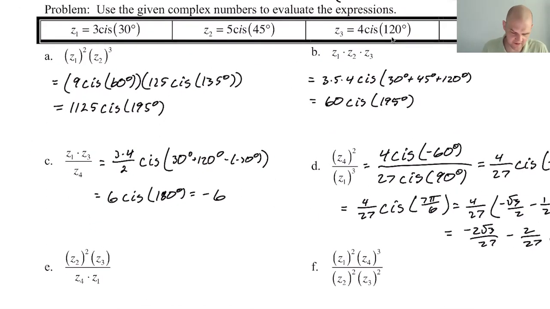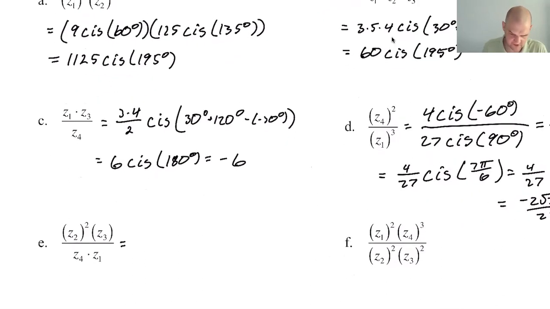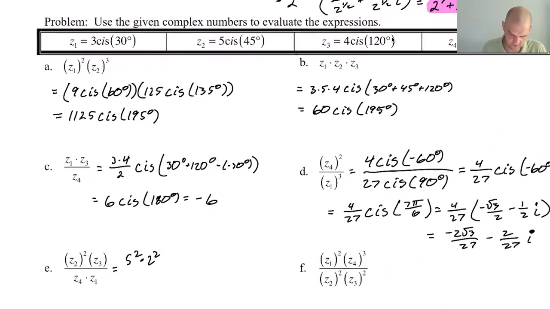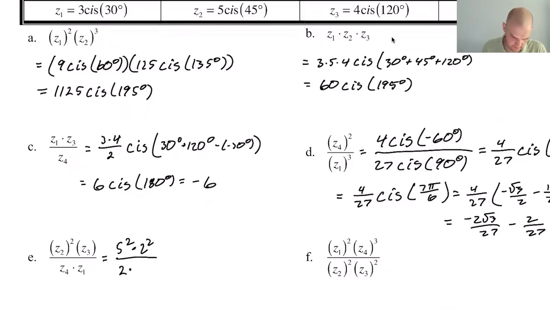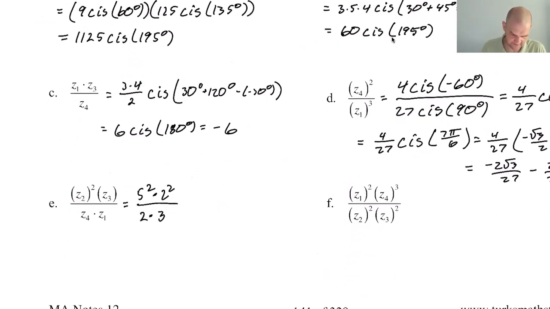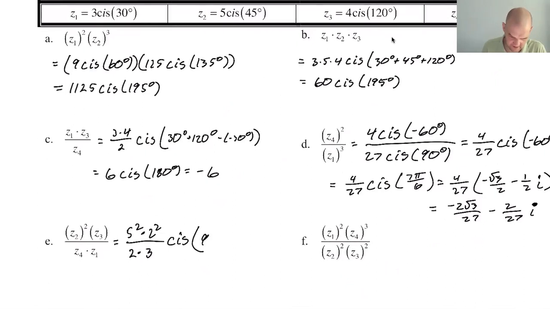So z2 squared is 5 squared. I'm going to do all of the moduli right now. So z2 squared gives me a 5 squared. z3 gives me a 4, which I'm writing as 2 squared. Divided by z4, which is a 2, and then divided by z1, which gives me a 3. And then it's going to be cis. So we're doing all of them, right? z2 squared is going to give me 2 times 45, which is 90.